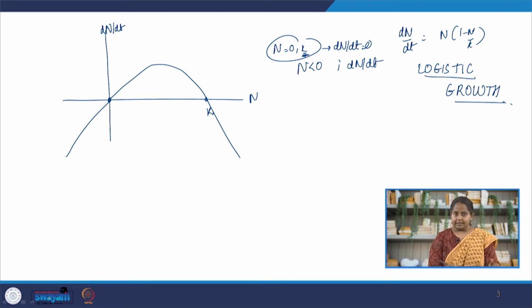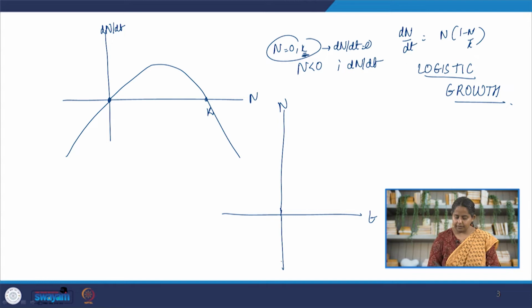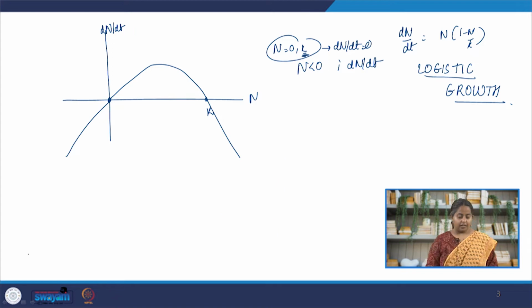So now let us look at this graph. We are going to use this graph that we have created to understand how the behavior of N changes with time. So I am plotting N on the y-axis and time on the x-axis. Let us say we are starting with the original value of N naught, the initial number of bacteria. Remember, I am going to write 0 here because 0 is also a point where dN/dt is 0 and the plot intersects the x-axis.